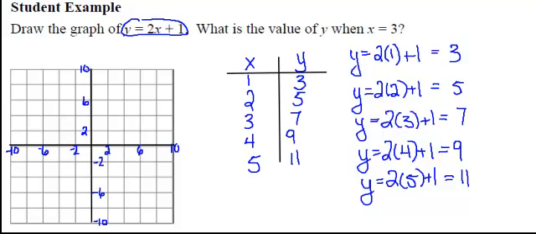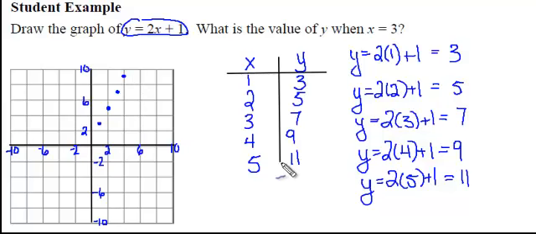Now that my axes are labeled, I can plot my points. I have x as being 1 and y as being 3. So that data point would go right there. I have x as being 2 and y as being 5, right there. X as being 3 and y as being 7, so right about there. X as being 4, y as being 9.